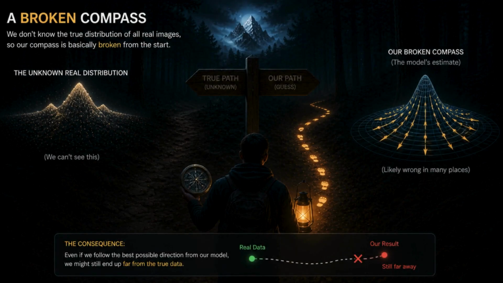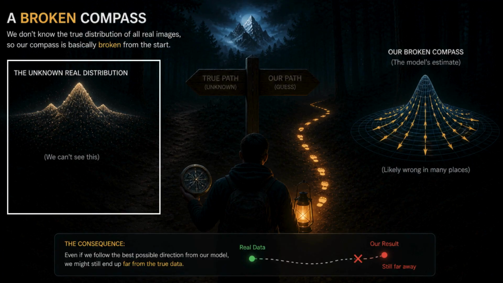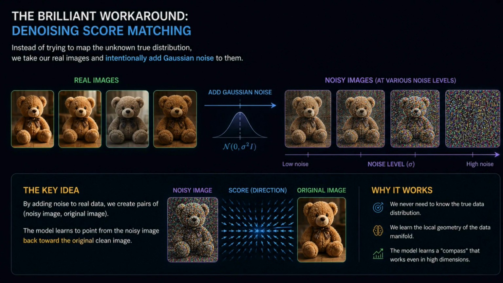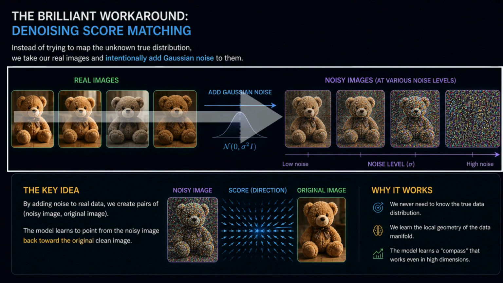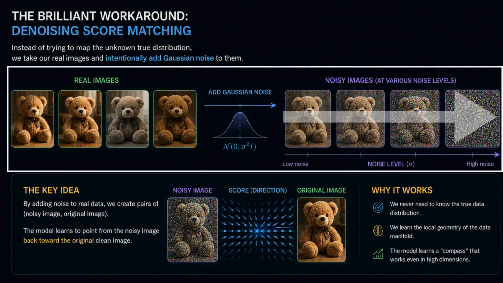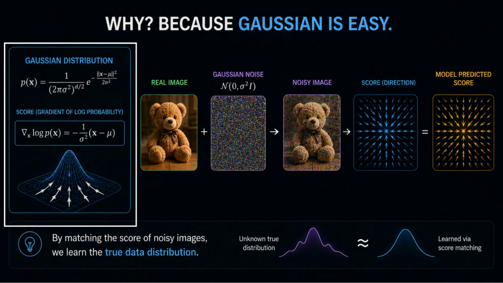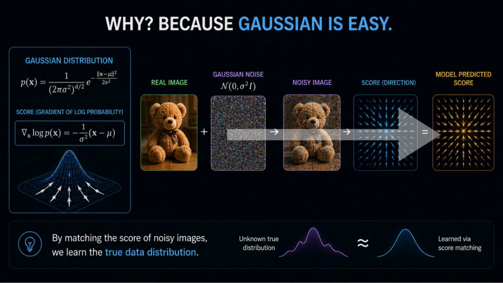But there is a huge catch. We don't actually know the true distribution of all real images. So our compass is basically broken from the start. The brilliant workaround for this is called denoising score matching. Instead of trying to map the unknown, we take our real images and intentionally add Gaussian noise to them. Why? Because the math for a Gaussian distribution is incredibly easy to compute. By optimizing our model to match the score of this intentionally noisy data, it acts as a perfect proxy for learning the true data distribution.